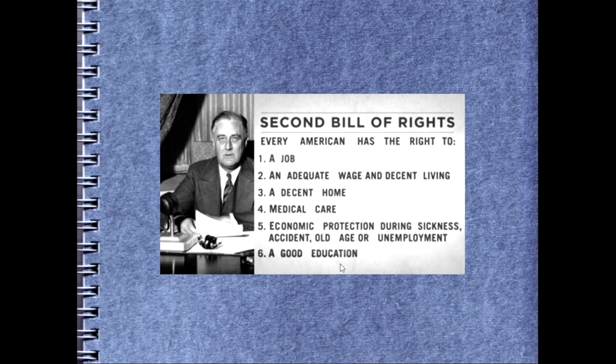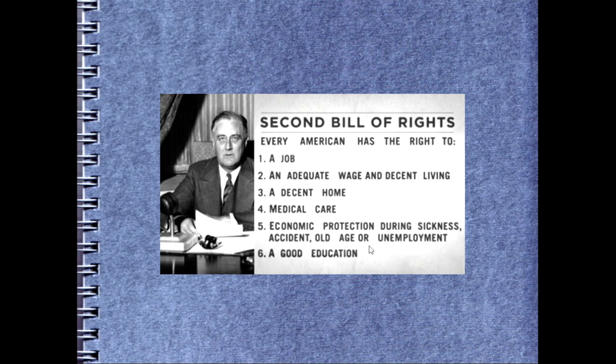Now, the reason this was somewhat controversial and it didn't pass is that some people saw it as communism. And to be honest with you, a lot of this stuff we've already done, and it kind of started in the Great Depression. Adequate wage and decent living, that's what the minimum wage came from. There was no minimum wage before 1936. Decent home, that's Section 8 housing. That's where that came from. Different opinions on that. Medical care, that's what Obamacare was all about. And of course, different views on that.